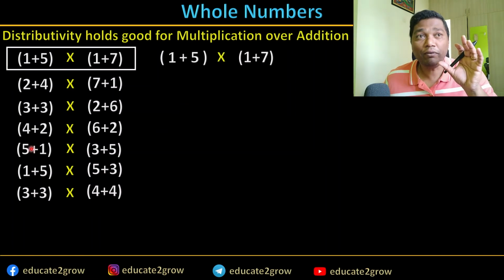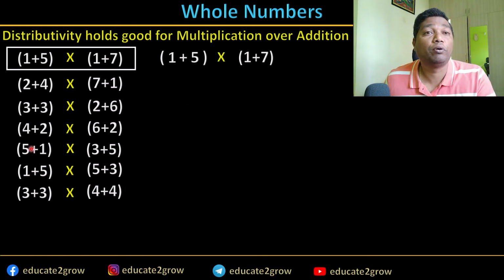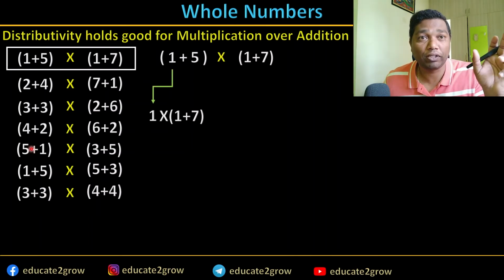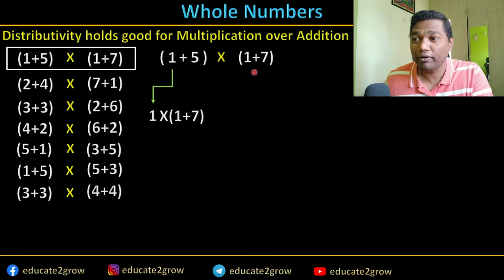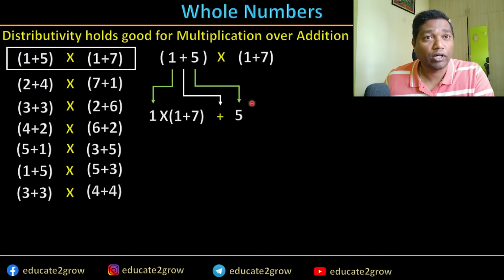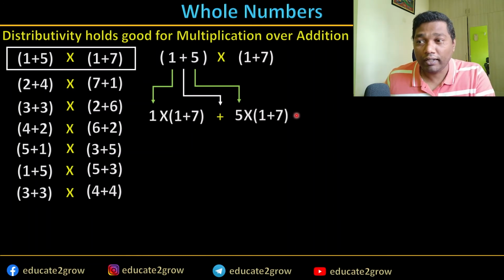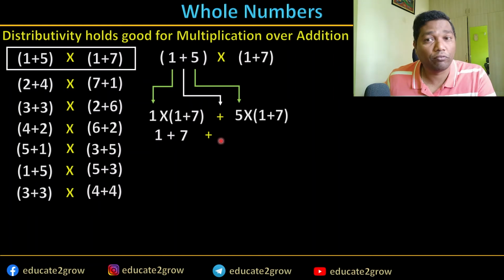I'm taking it separately. 1 plus 5 into 1 plus 7. Let's take 1 down, and then we are taking the group 1 plus 7, and then we are taking a plus down, and then we are taking a 5 down and grouping it with the 1 plus 7 multiplication. Let's simplify this one. 1 into 1 and 1 into 7, 7, and plus down, and 5 into 1, 5, and plus 5 into 7.